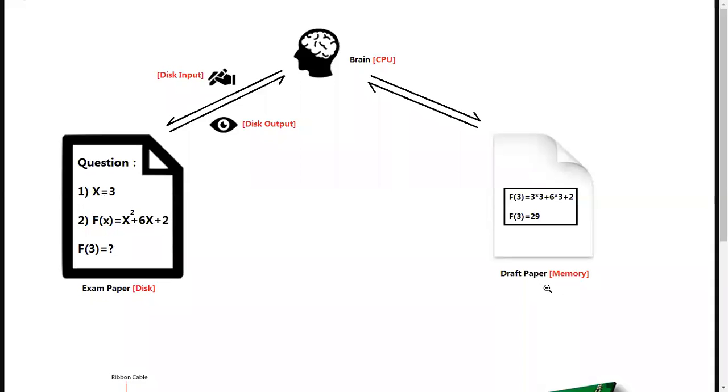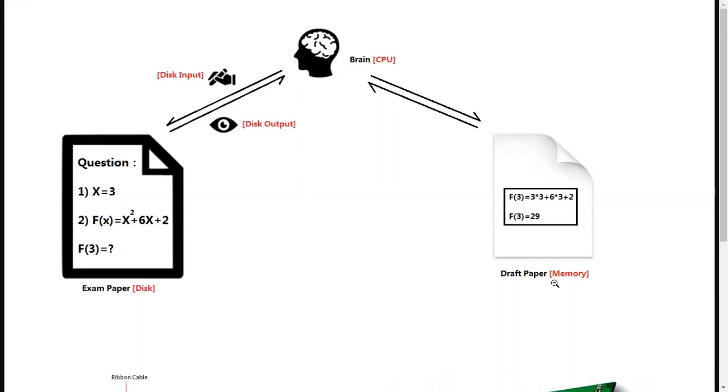So, now his brain is an analogy to a CPU. The exam paper is a hard disk. The question on the exam paper is like a computer program saved statically on the disk. The draft paper is like memory.